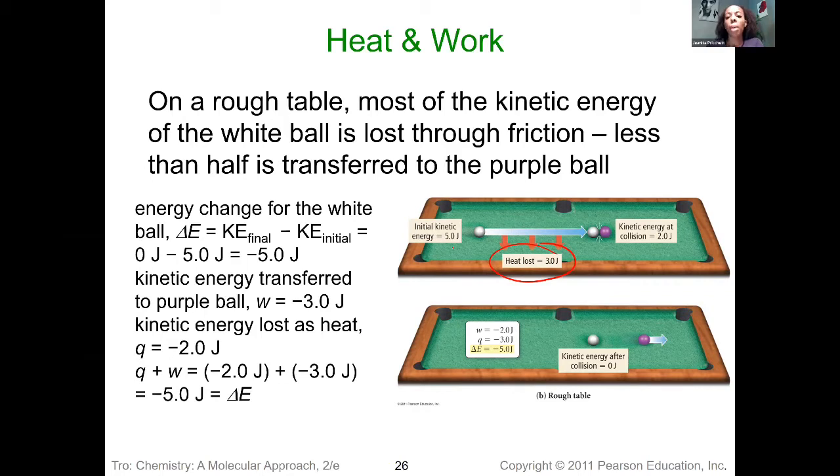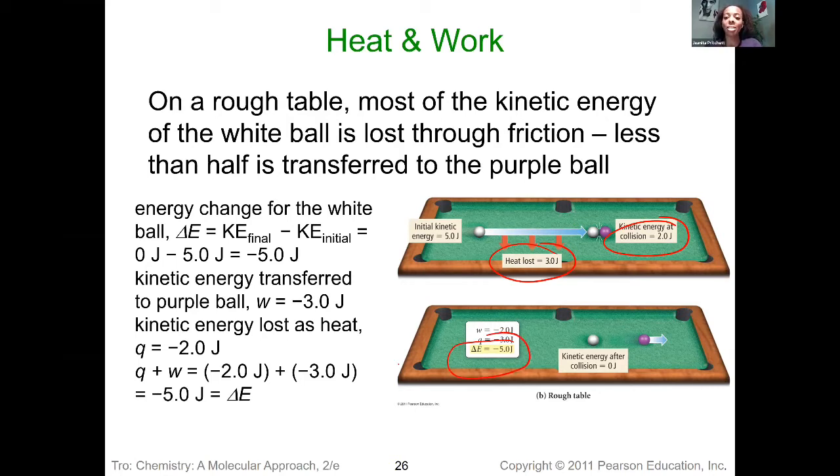And then it's going to bump into the purple ball. The purple ball still will get that kinetic energy transferred, but there will be less available. So how much is available? Only 2 kilojoules, or excuse me, 2 joules. And so again, because the cue ball, the system, the thing that we are studying, produced the heat and did the work, we assign both of those as negative values. And when we add the two together, we still get that negative 5.0.